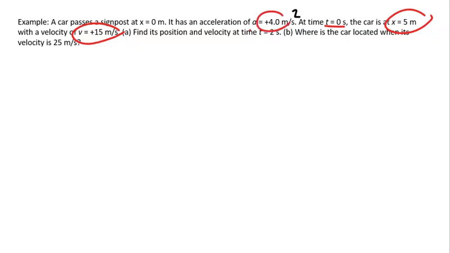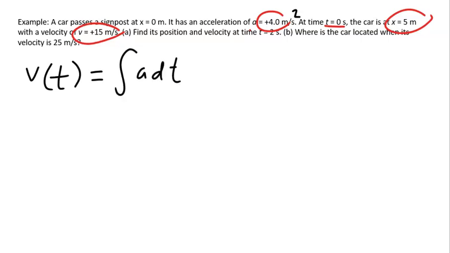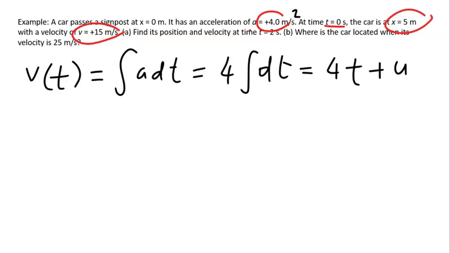We'll start by writing the velocity function as an integral of the acceleration, a dt. Now we know the acceleration is 4. It is a constant. You can take that out of the integral sign, so it becomes 4 integral of dt, which is 4t plus an integration constant. Now we know that this integration constant is the value of the velocity at t equals 0, and that is given to be 15 meters per second.